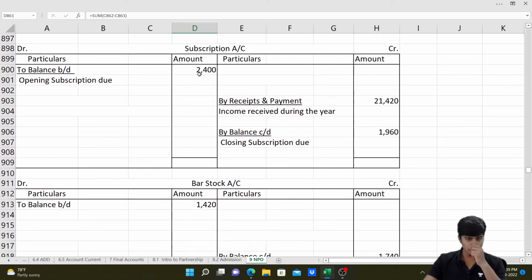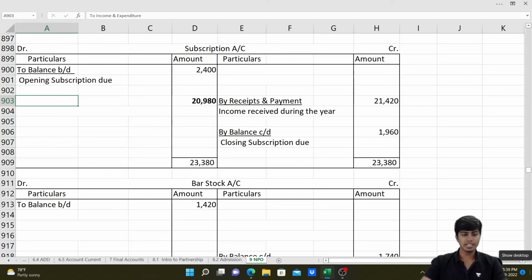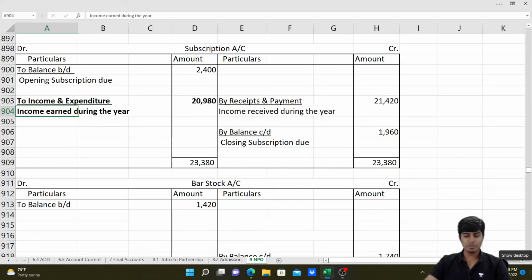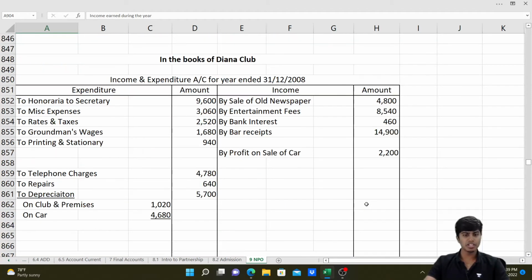Subscription account, we have opening, closing balance and receipts and payment. Take the total on the credit, put it on the debit to find income and expenditure. Current year income as balance in figure. 21,420 plus 1,960 is 23,380. I'll write it on the debit. Then I'll find the balance in figure 20,980, which is my income earned during the year. In subscription account, I've written to income and expenditure. So in income and expenditure account, on the income side, I'll write by subscription 20,980.